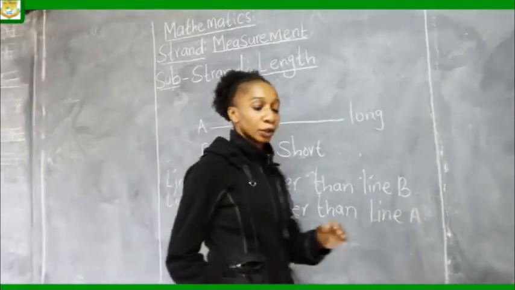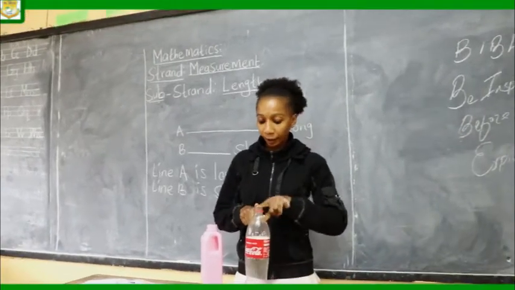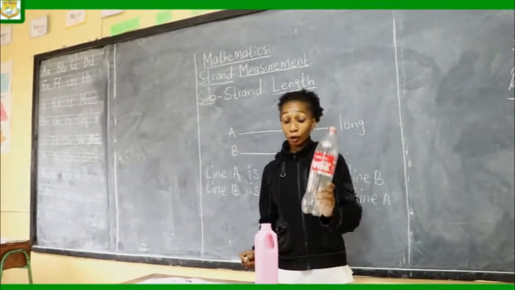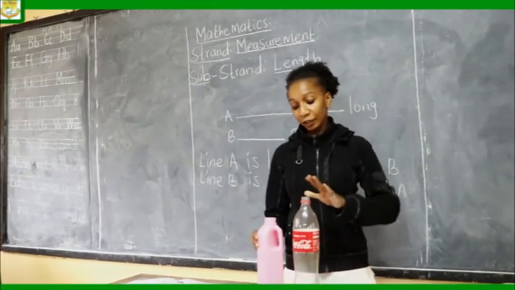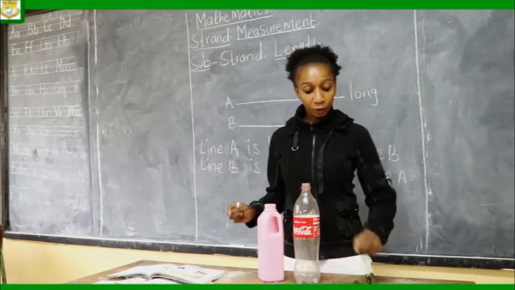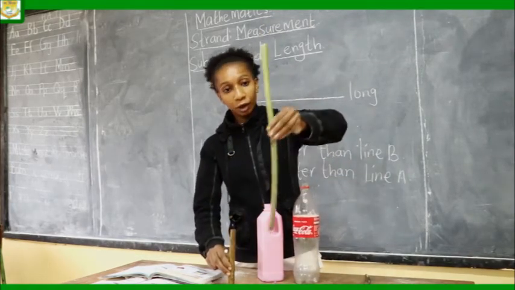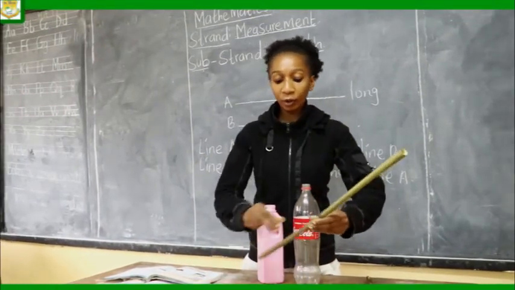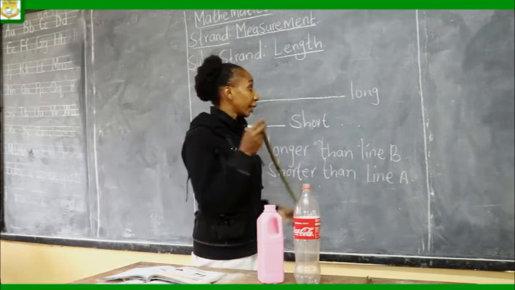Like now, here I have two bottles. Here we say this is the first, A, and here we have B. Bottle A is longer than bottle B. So the size of these two differs, because this one is long and this one is short. The same case applies to my sticks here. I have two sticks. The first one is long and the second one is short. Whenever we are talking about length, we are talking about the size of an object. We compare two things, the shorter and the long one.